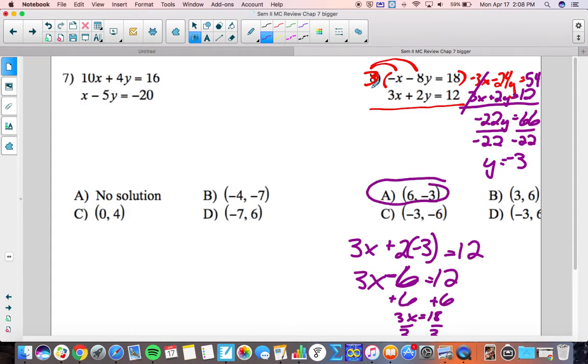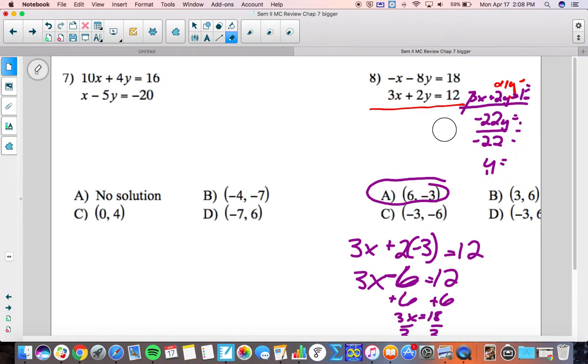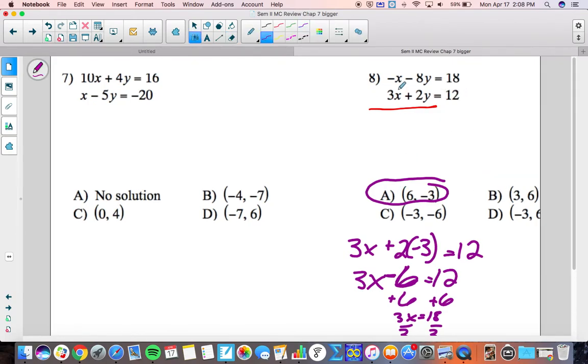This is a summative test. If this is something that doesn't have answers on the bottom, or if someone's betting you $100 you can't find the right answer, you're going to want to double check and plug these coordinates into the other equation.